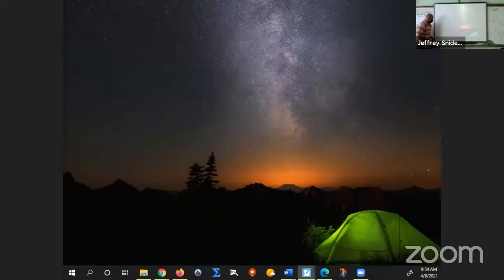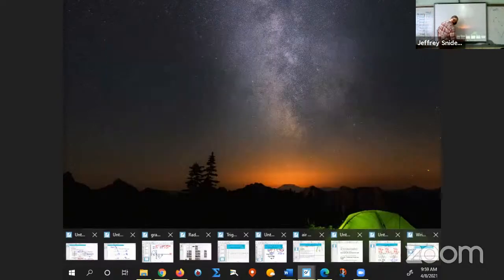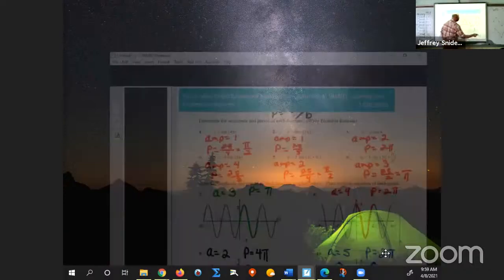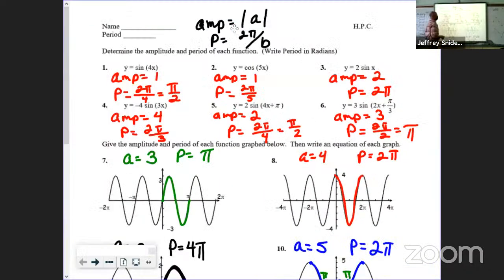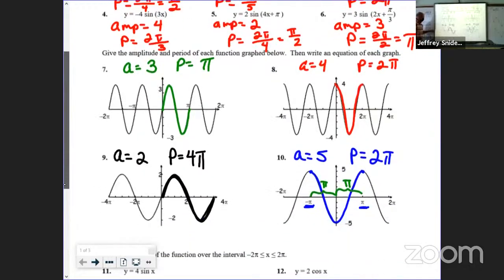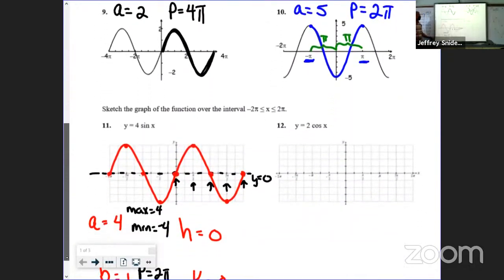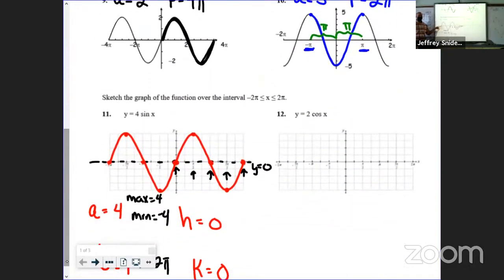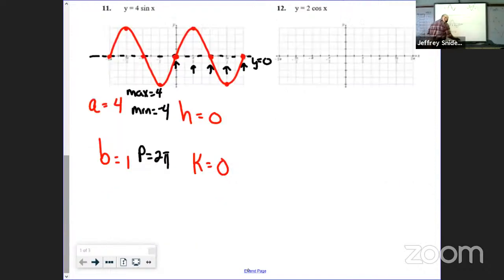All right. So now we'll go back where we were. Any questions on the front, this first side, so far? 11, any questions on 11? All right, 12, here we go. We're going to approach it the exact same way. So I'm going to write A equals, B equals, H equals, K equals.